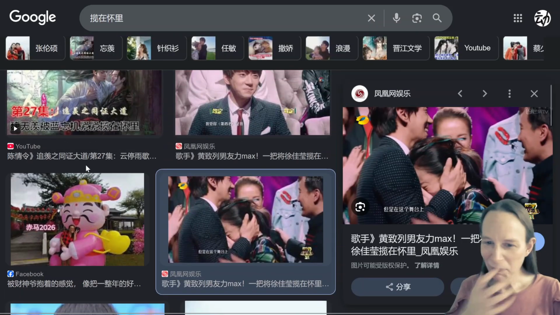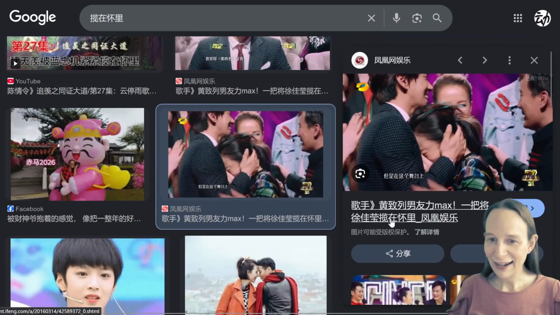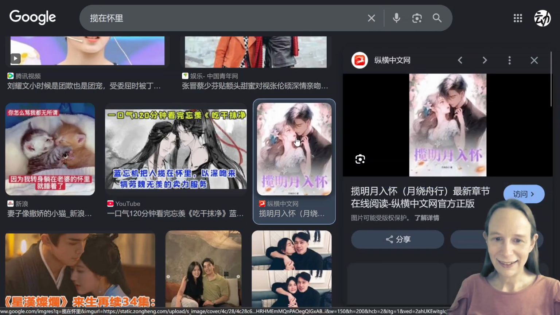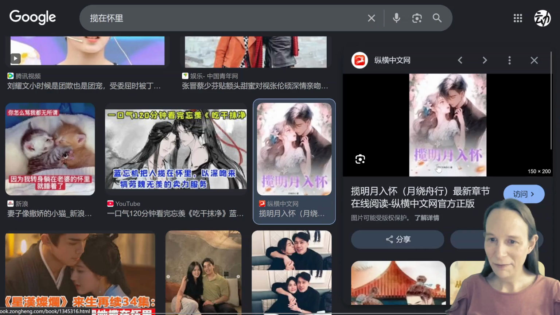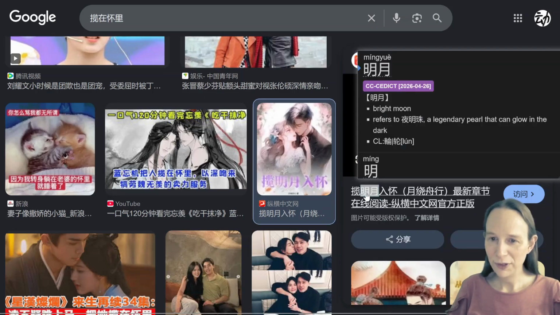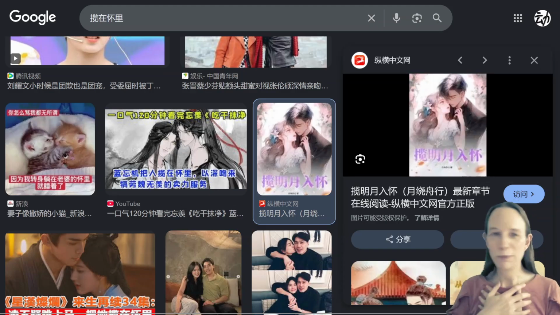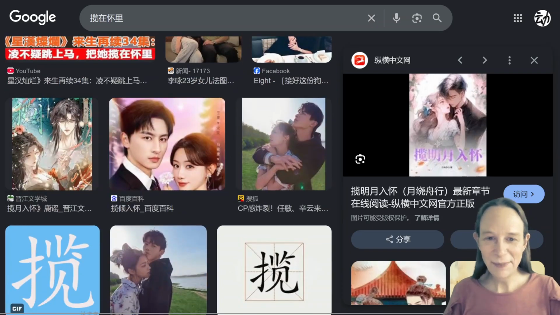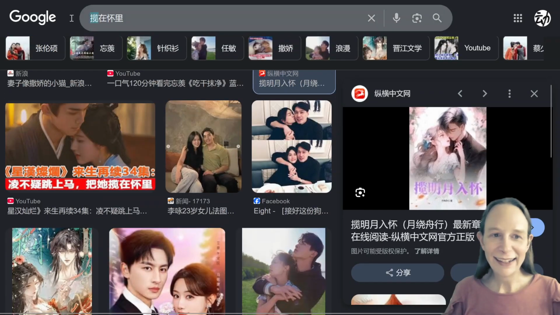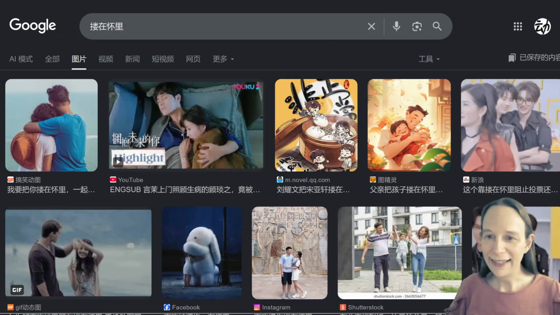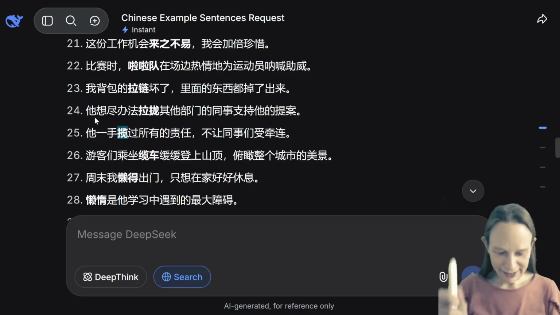揽在怀里。揽在怀里。揽明月入怀。What is 明月? Bright moon. Embrace the bright moon into your bosom. It sounds better in Chinese. All right. No, I think 搂在怀里 is a better choice. 搂在怀里. Or at least it's more common. Maybe I just make a note that there exists this alternative.